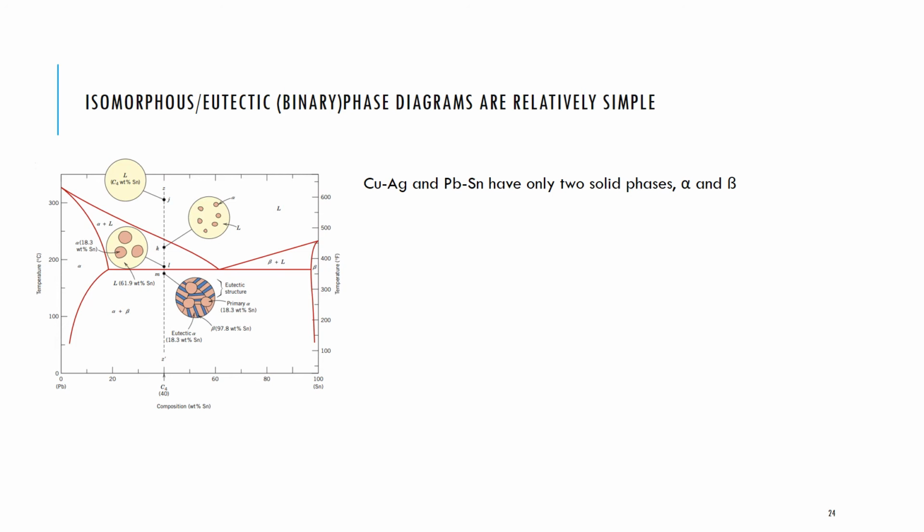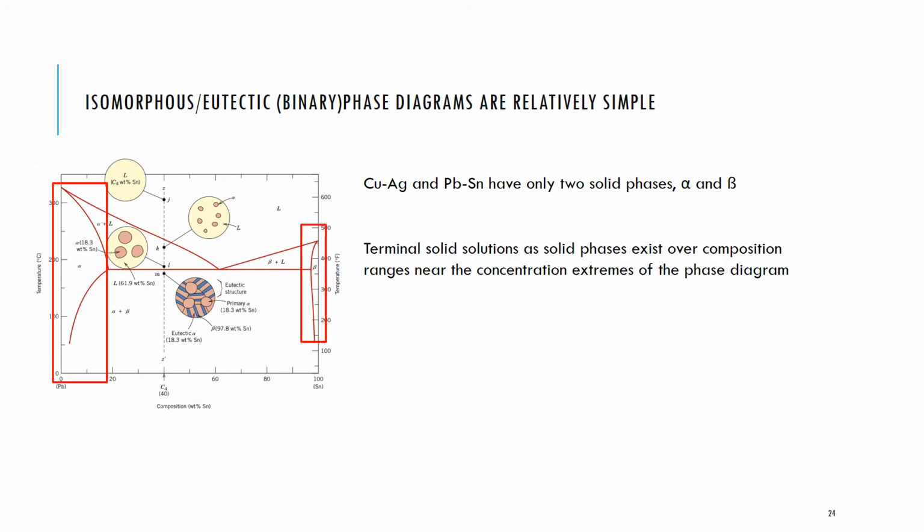So the copper nickel, the copper silver, and the lead tin phase diagrams are quite simple. They only have two solid phases, and they've got these terminal solid solutions that exist at either side of the phase diagram. Now, for the exam, I only need you to know about these phase diagrams. I will only ever ask you about the copper nickel, copper silver, and lead tin.